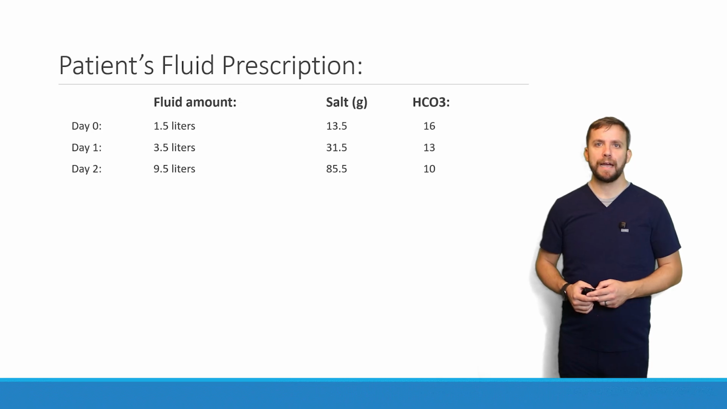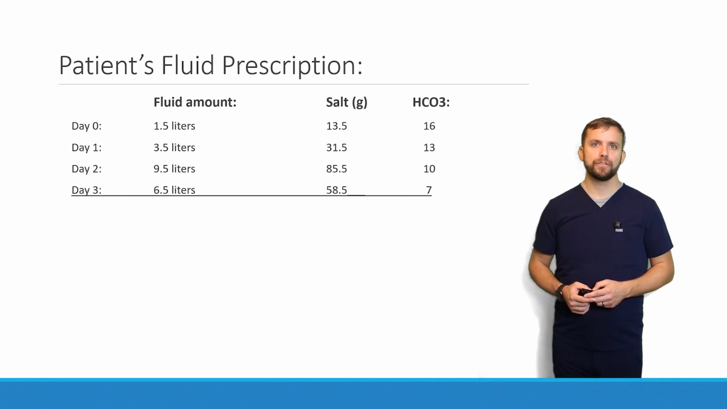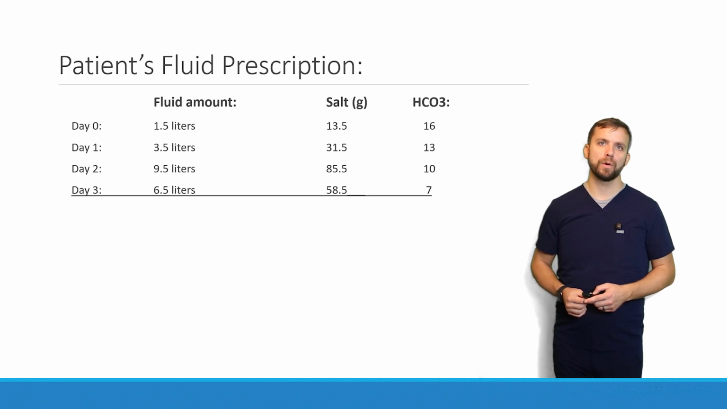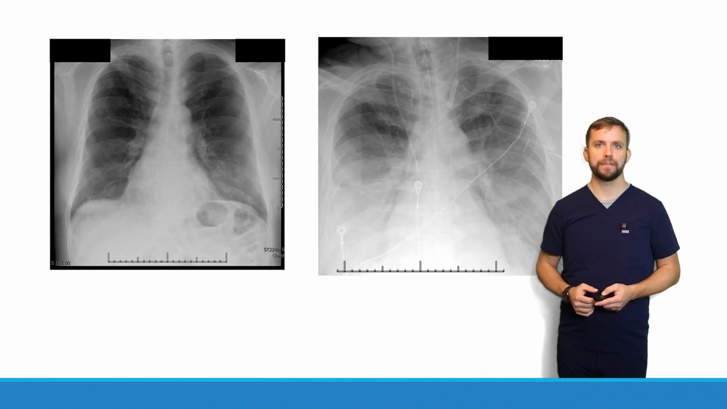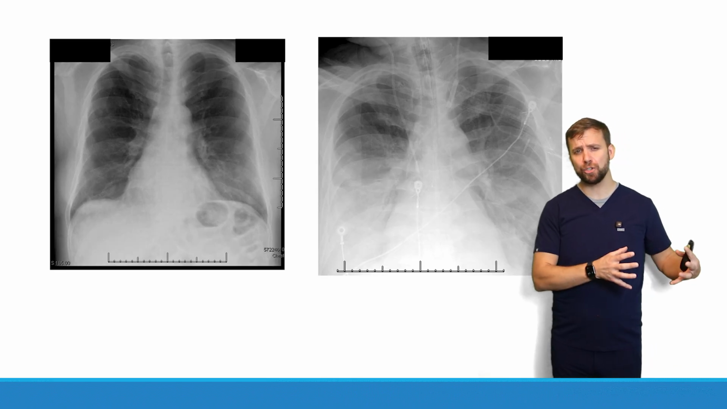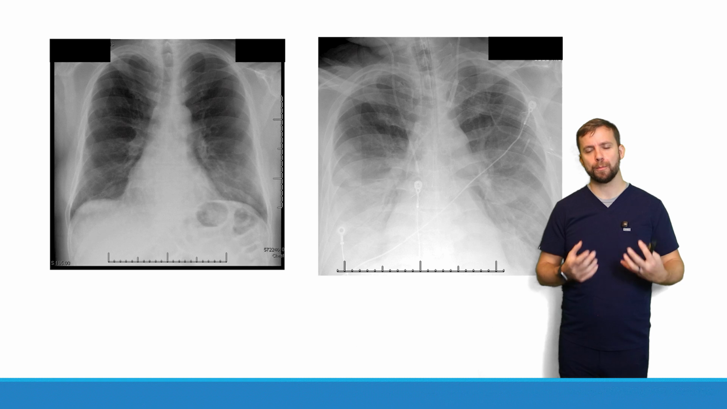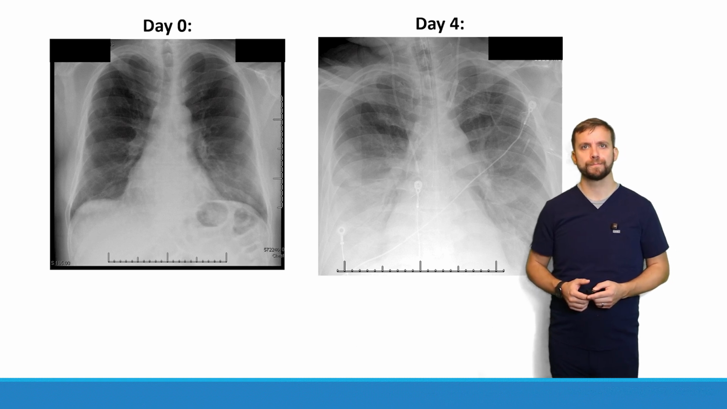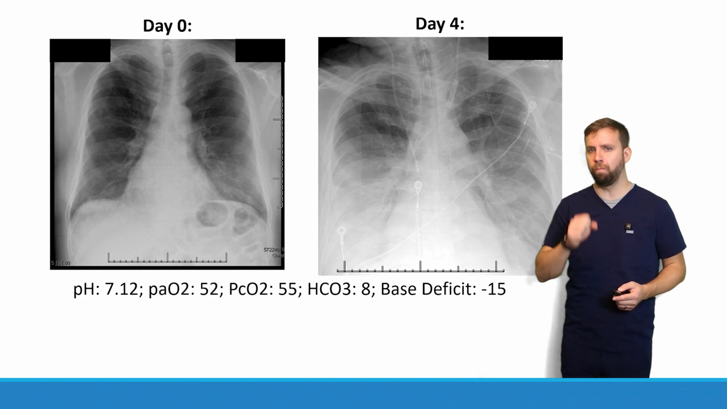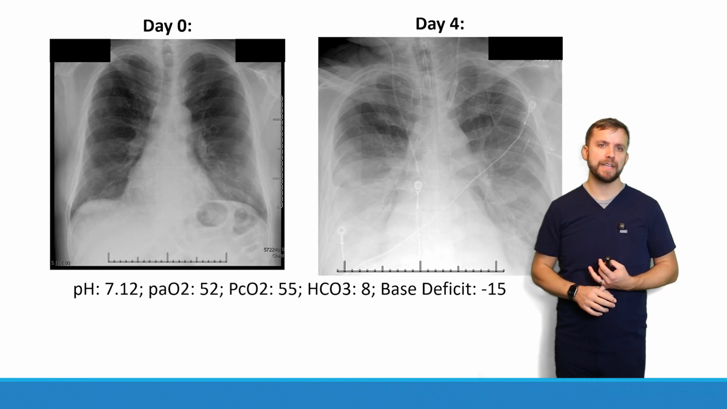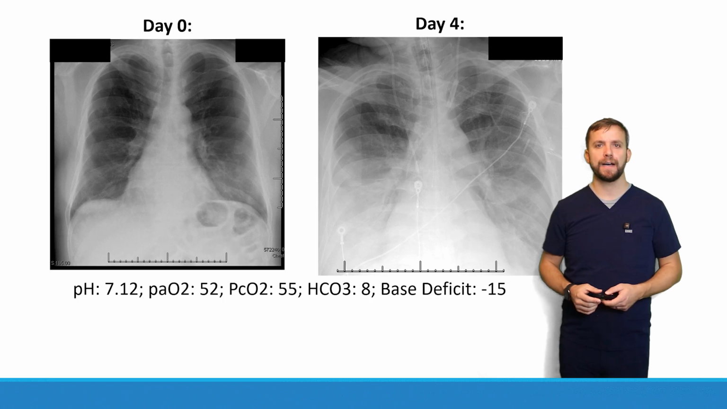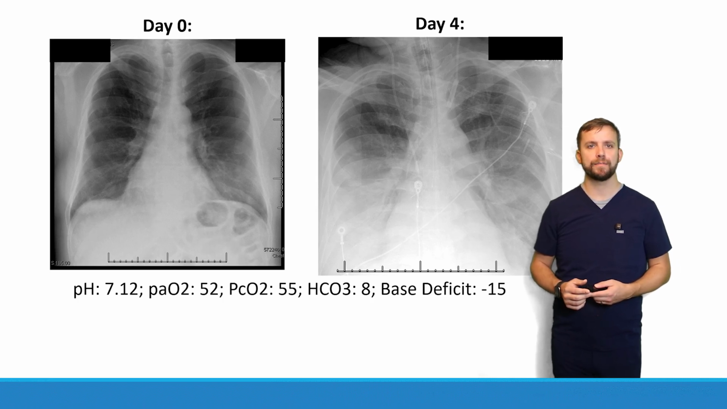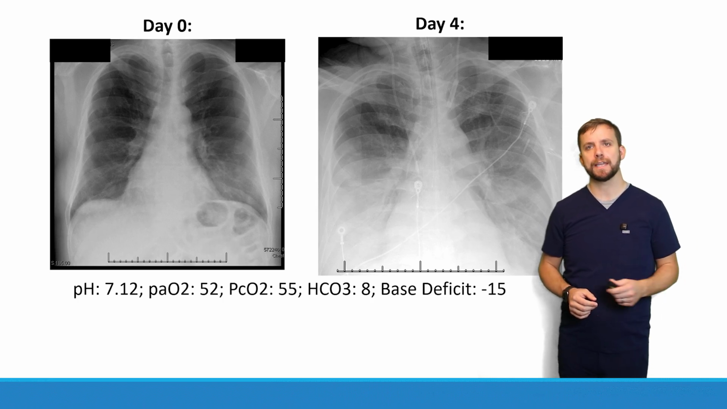So if you look how his bicarb continued to drop and drop and drop because of all the chloride that he was being given. So after 21 liters of fluid, he was down to a bicarb of 7. And you can see that huge change in his x-ray from all that extra volume. He had a pH of 7.12, a PaO2 of 52, a CO2 of 55, a bicarb of 8, and a base deficit of -15 whenever we went to cannulate him.